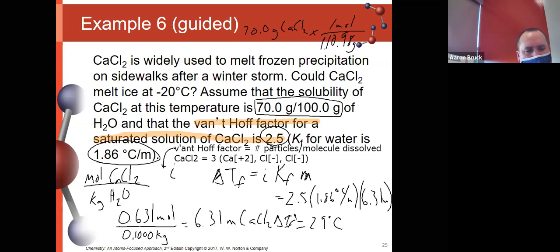Well, since the freezing point of water is 0, my freezing point for the solution would be 0 minus 29, negative 29 degrees Celsius. So could calcium chloride melt ice at negative 20 Celsius? Absolutely. It can actually melt it all the way down to negative 29.